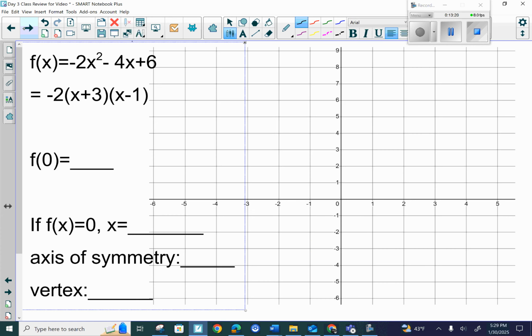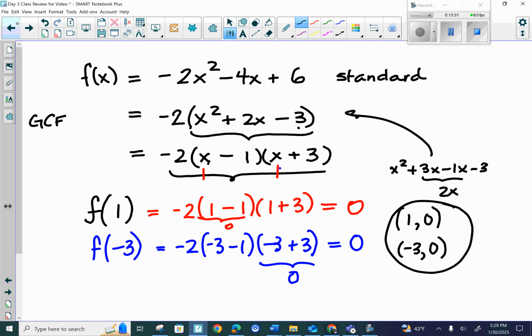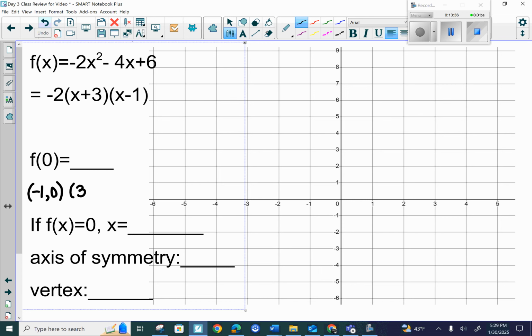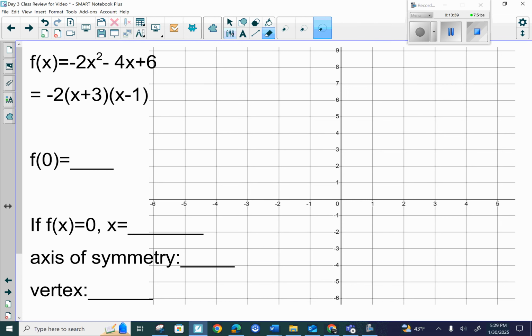Let's take a look. -3, 0 and 1, 0. Okay. I remembered that wrong from one slide to the next. So -3, 0 and 1, 0. If I plot those, -3, 0 and 1, 0, those are my x-intercepts.